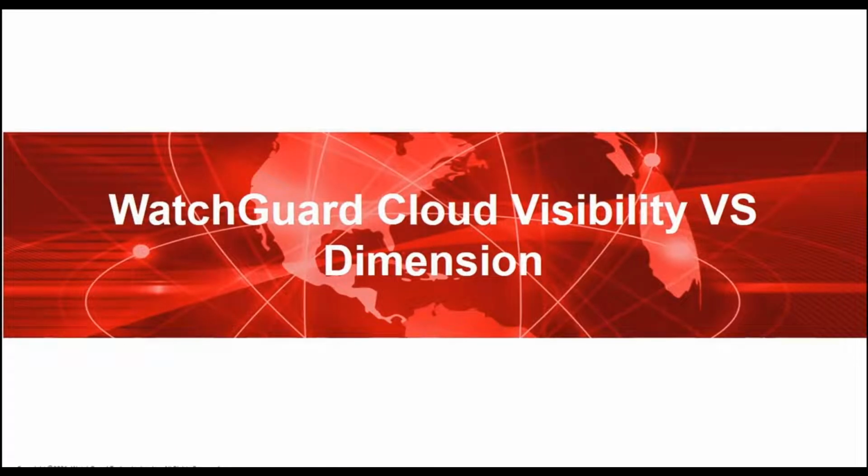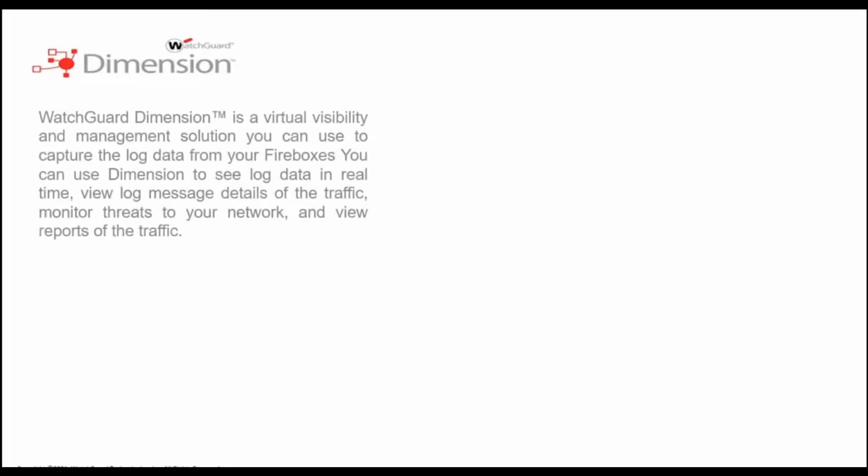Okay, so let's get started by taking a look at WatchGuard Cloud Visibility versus Dimension. Dimension is our logging and reporting server. It's something that you need to install on your own server. You have an image, which is a VHD or OVA, that you can download and install. It's a virtual visibility and management solution; once it's installed, you can point your firewalls there, and all the logs are sent to this Dimension logging and reporting server.